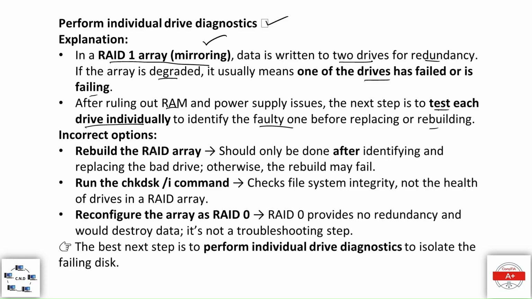Incorrect option, rebuild the RAID array. It should only be done after identifying and replacing the bad drive, otherwise the rebuild may fail. Run the chkdsk /I command. This command checks file system integrity, not the health of drives in a RAID array. Reconfigure the array as RAID 0. RAID 0 provides no redundancy and would destroy data. It's not a troubleshooting step. So the best next step is to perform individual drive diagnostics to isolate failing disks.